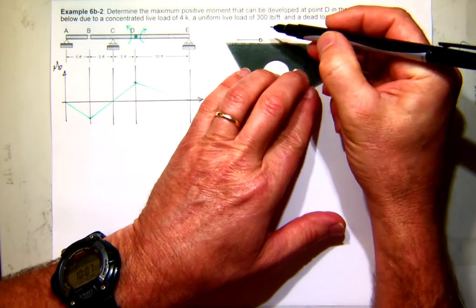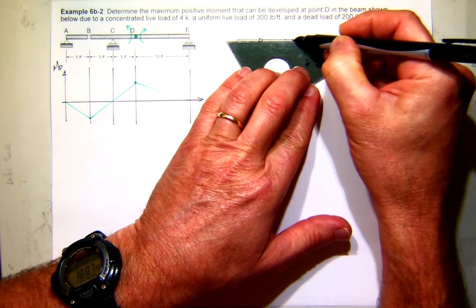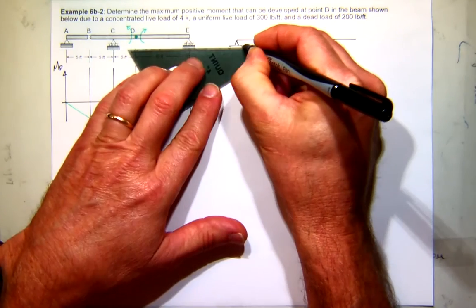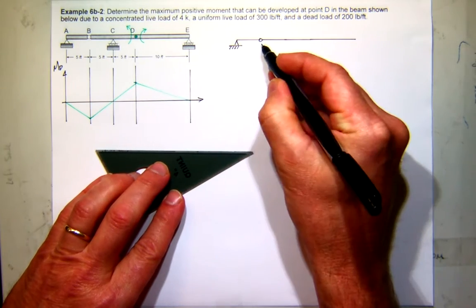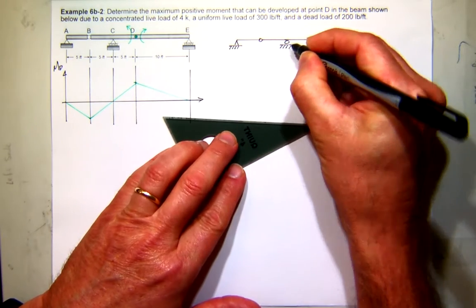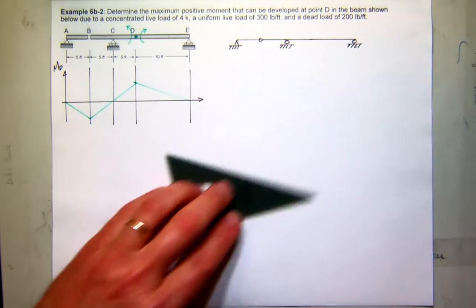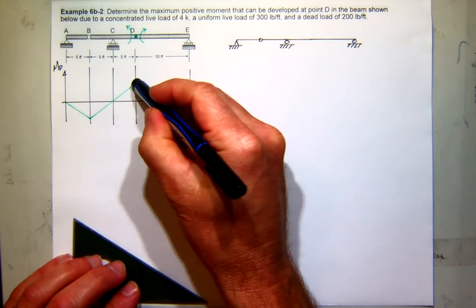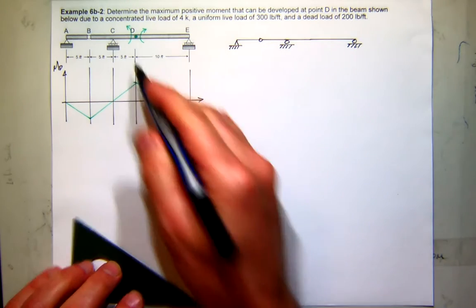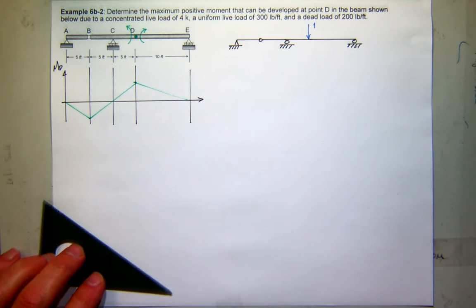So this is from A to B, and then B to C to D to E. So we have a pin connection at A. There's my hinge at B, a roller support at C, and then another roller at E. So that's the geometry. And since I'm interested in this point, that means my unit load is over D, which will be right here. So that's the problem I need to solve.